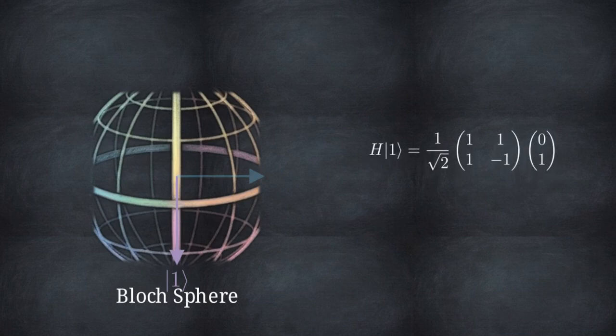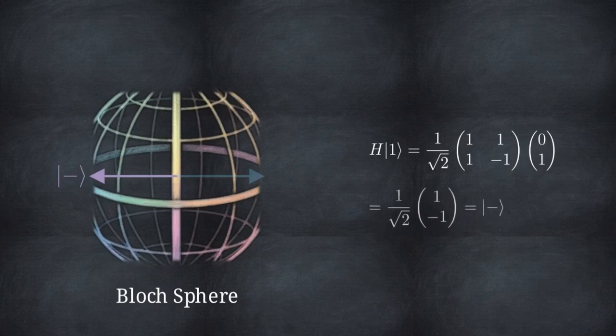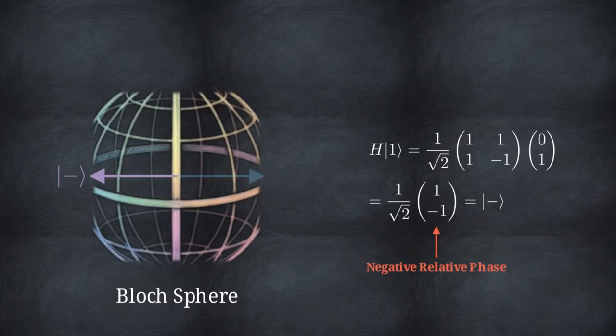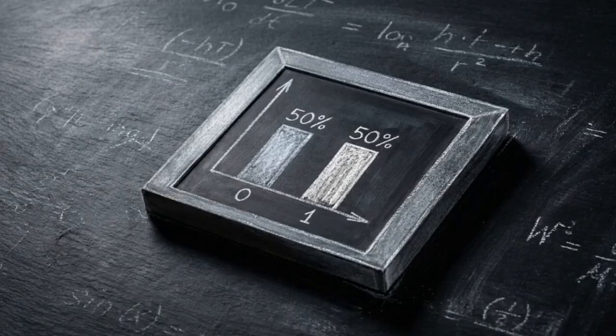Watch what happens when we apply that exact same Hadamard matrix to the 1 state instead. The rotation still yields a uniform superposition, but the math generates a negative relative phase in the bottom index. If you measure this qubit immediately, that negative sign is invisible. Squaring a negative amplitude still yields a positive 50% probability of observing a 1.